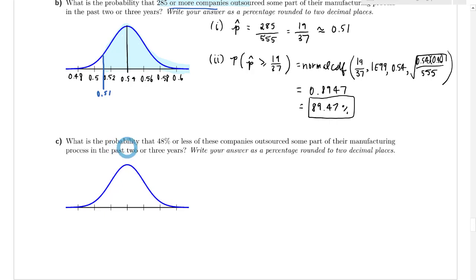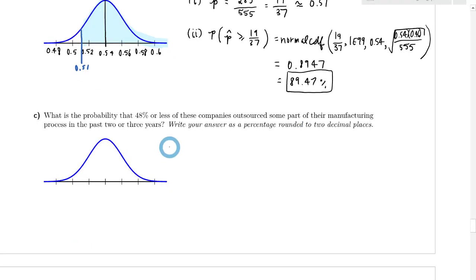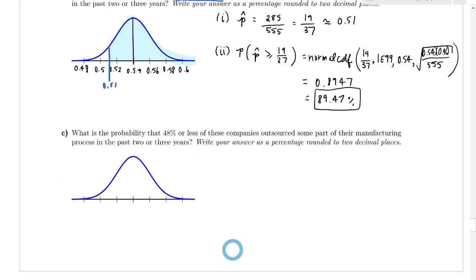So what is the probability that 48% or less of these companies outsourced some part of their manufacturing process in the past 2 or 3 years? And write your answer as a percentage rounded to 2 decimal places. Okay, so what is the probability that 48% or less? So notice that they gave us already the proportion. So let me write that down. The p hat for it is 48%, but really it's 0.48, right?